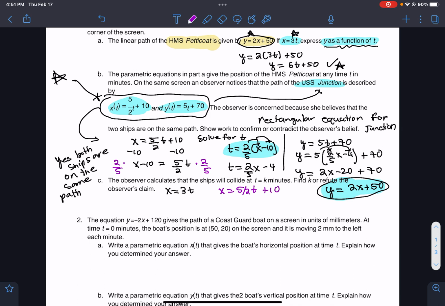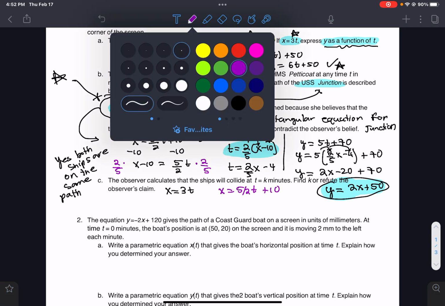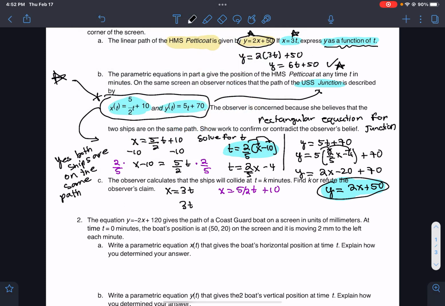Both of these functions are going to tell us at this x value, my time is blank. So we want to figure out if we can find a time where these are both equivalent. So since x equals 3t and x equals 5 over 2t plus 10, we're going to set them both equal to each other, and see if we can find a time where they'll both be the same.